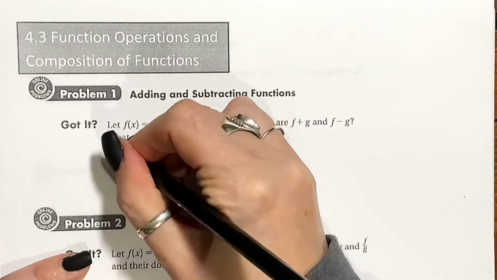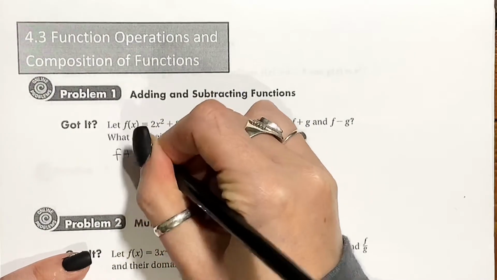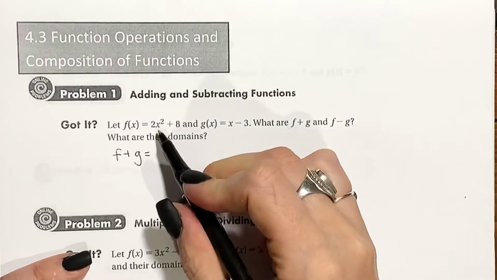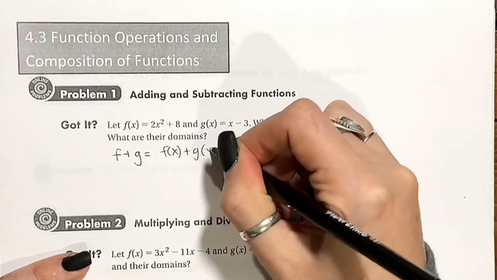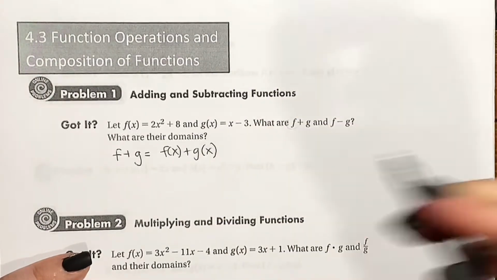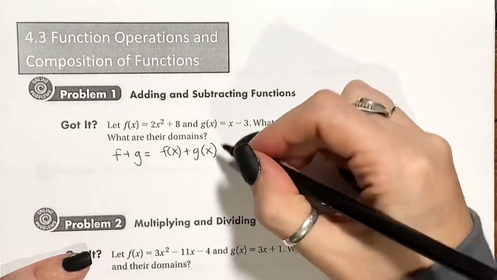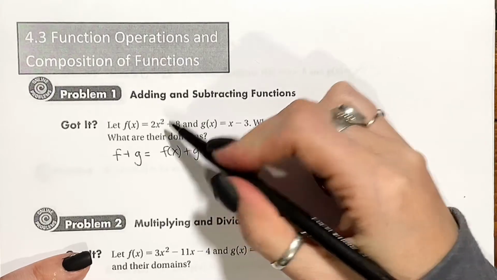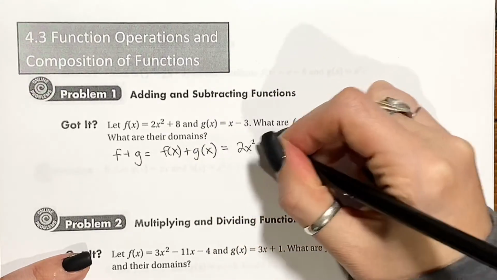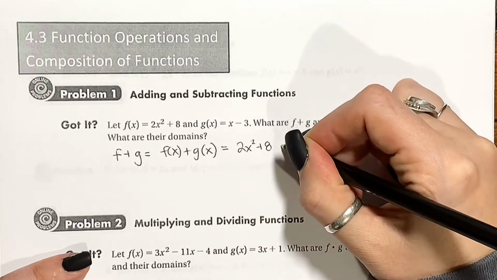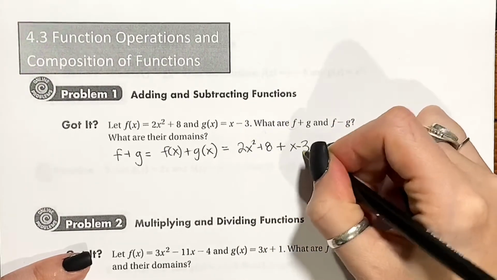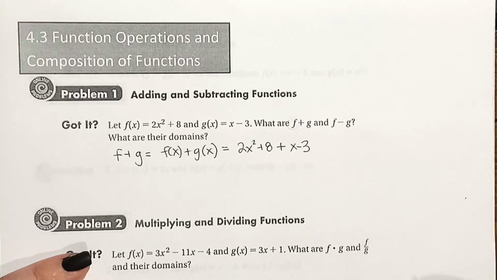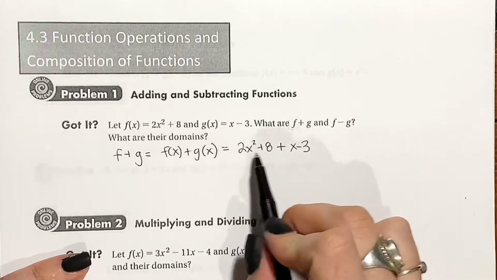So let's do f plus g first. So f plus g is saying to take f of x plus g of x. So you'll see it written that way as well with the little x's on it. So if I do that, f of x is the 2x squared plus 8. And then I'm adding to it g of x, which is x minus 3. And then once you get to here, it's pretty much just combining your like terms. So let's combine what we can.